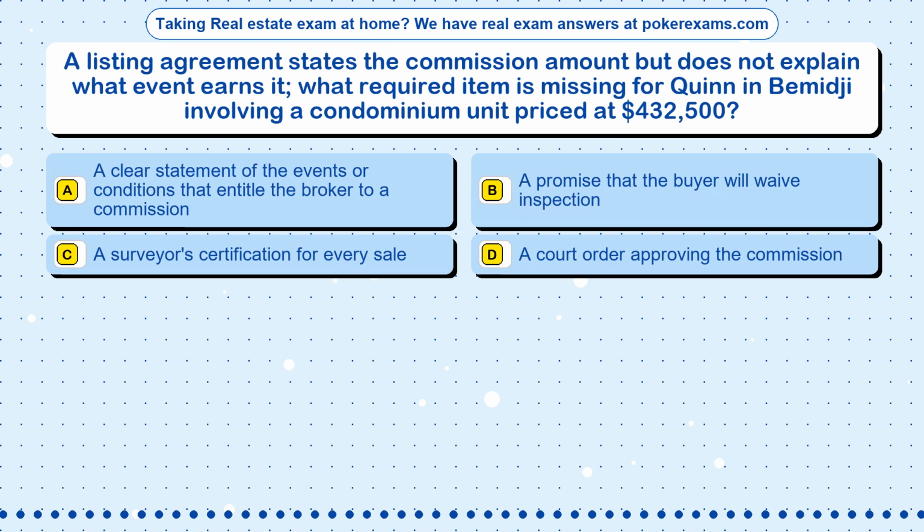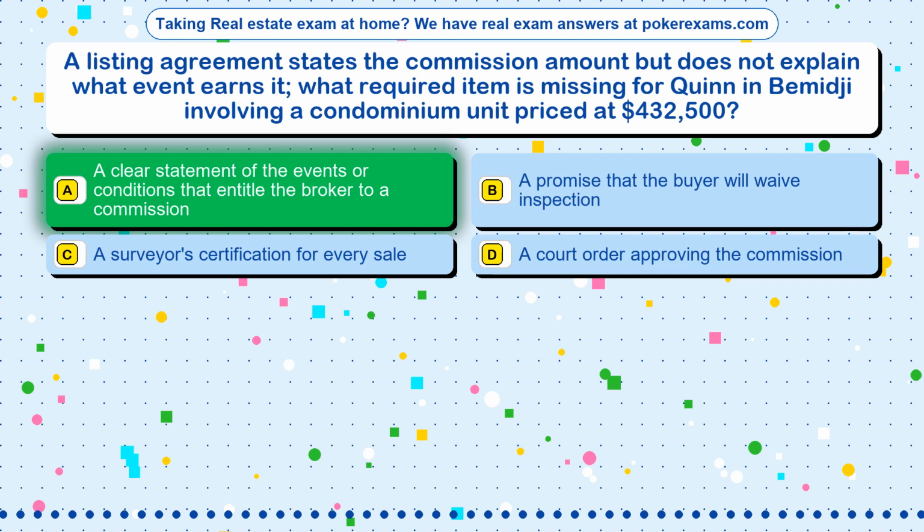Question 69. A listing agreement states the commission amount but does not explain what event earns it. What required item is missing for Quinn in Bemidji involving a condominium unit priced at $432,500? Option A. A clear statement of the events or conditions that entitle the broker to a commission. Option B. A promise that the buyer will waive inspection. Option C. A surveyor's certification for every sale. Option D. A court order approving the commission.